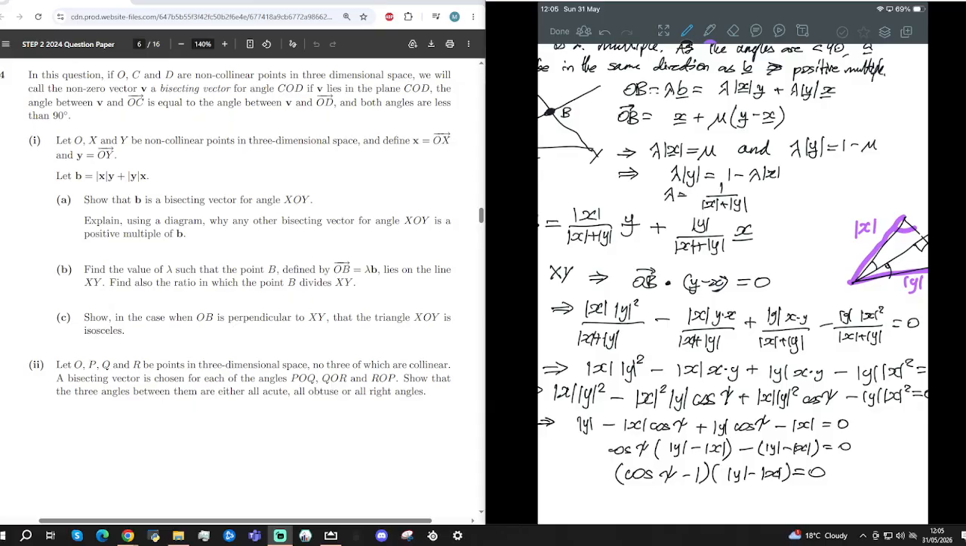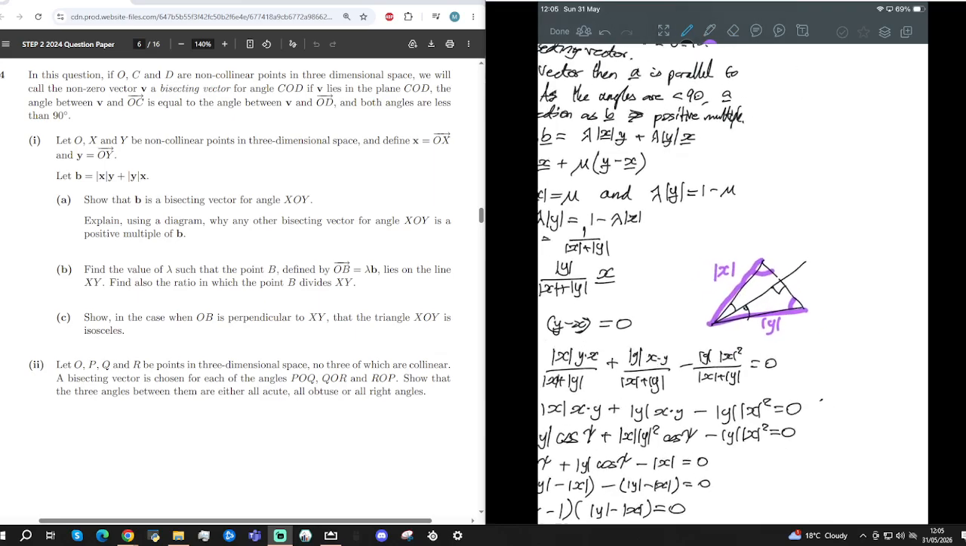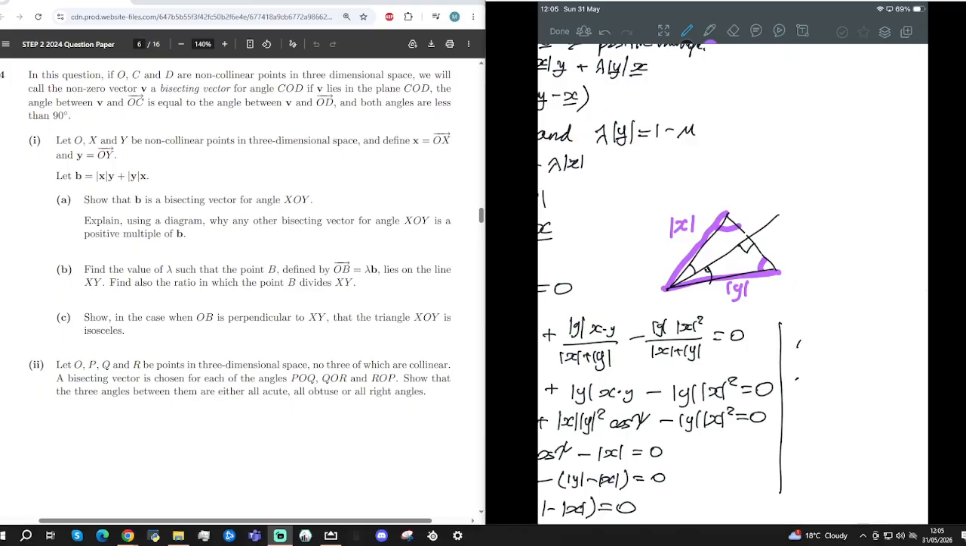And through this whole set of algebra, I was constantly trying to think, how am I going to get rid of this phi stuff? How am I going to use the conditions from the very beginning of the question? The beginning of the question said that OXY are non-collinear. So let's break down what that means. OXY non-collinear. Well, that means that the angle XOY is not 180, is not pi.